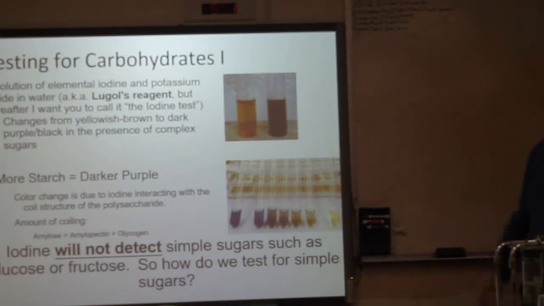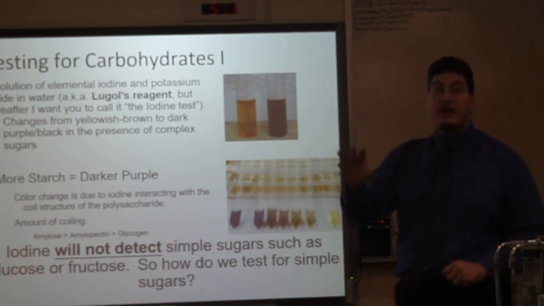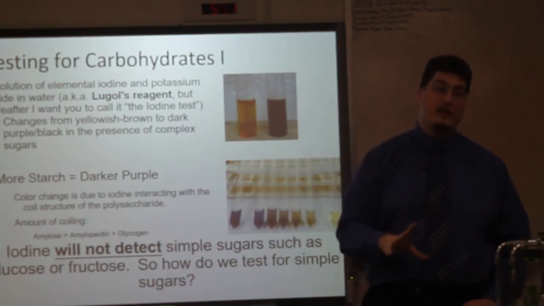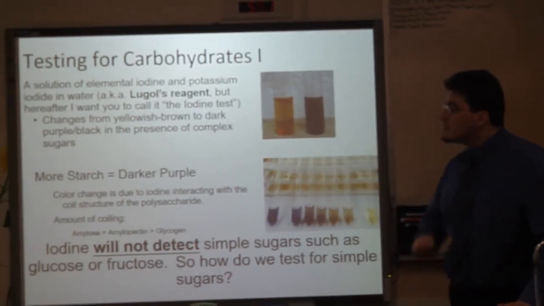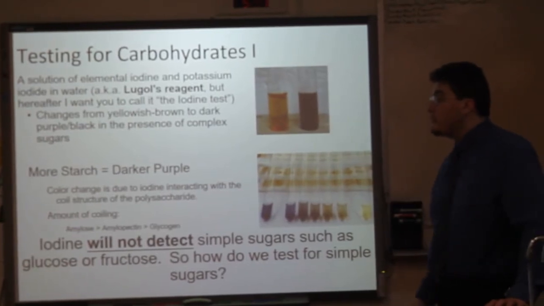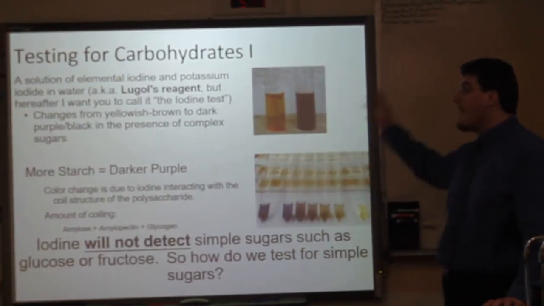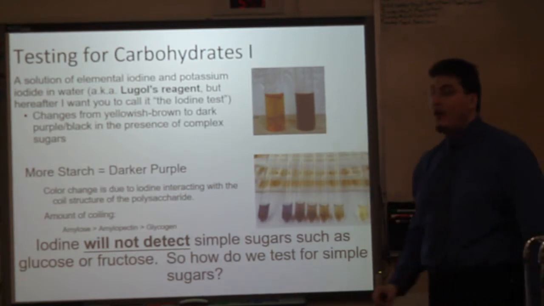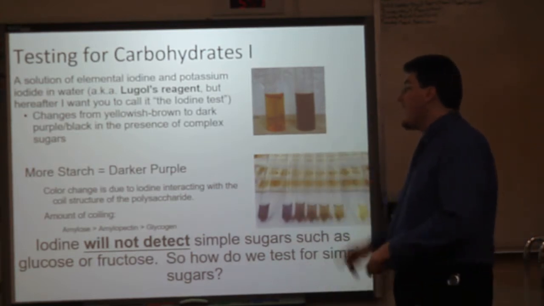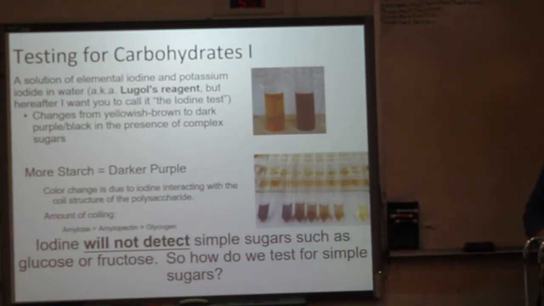in the presence of complex sugars. Remembering, of course, that complex sugars are polysaccharides, the presence of polysaccharides. The more starch you have, the darker purple you get. The color change is due to iodine interacting with the coil structure of the polysaccharide. The more coiling you have, the darker you will get. Iodine will not detect simple sugars, such as glucose or fructose.